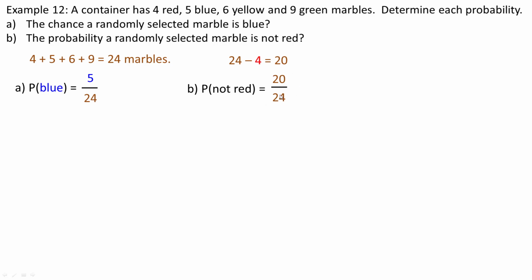Now we can reduce that. So the multiple choice answers wouldn't leave it as 20 over 24. They would reduce them. Notice that 4 goes into both of these. 4 goes into 20 5 times, and 4 goes into 24 6 times. So that reduces to 5 chances in 6, or 5/6.